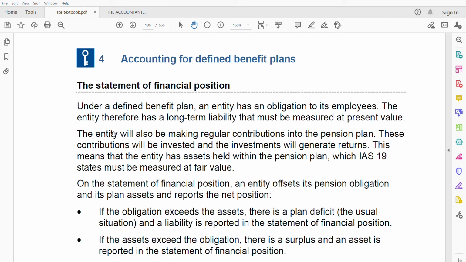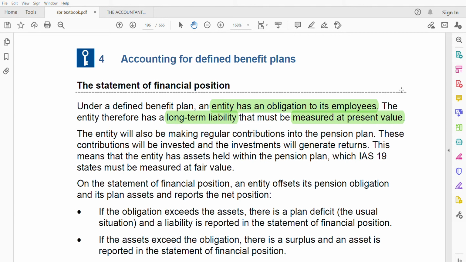So under a defined benefit plan, an entity has an obligation to its employee, isn't it? This is like an obligation. You have to pay your employee their pension when they retire. So the entity has a long-term liability that must be measured at fair value. This is like a long-term liability for the entity. And that must be measured at fair value because the pension may be paid later, but today you have to find the present value of that future pension that you are going to pay.